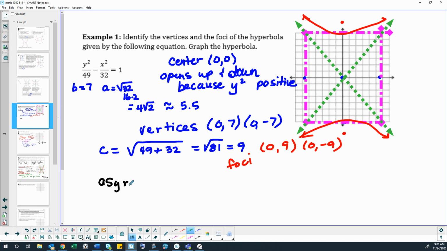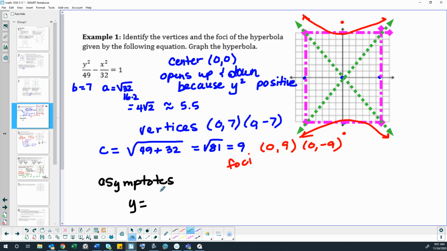Our asymptotes are going to be two linear equations, one with a positive slope and one with a negative slope. The slope is always plus or minus b over a, because b is always the vertical distance, or the rise, and a is always the horizontal distance, or the run. In this case, both lines go through the point (0, 0) because the center of our hyperbola is at (0, 0). So the y-intercepts are 0, which makes these a lot easier.